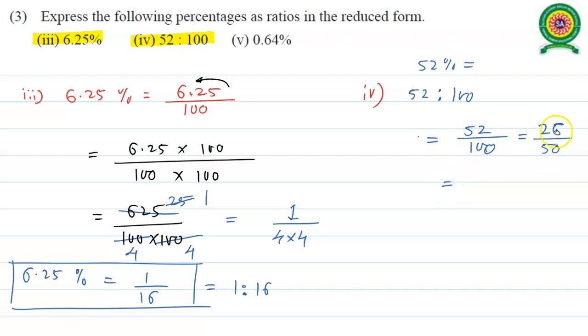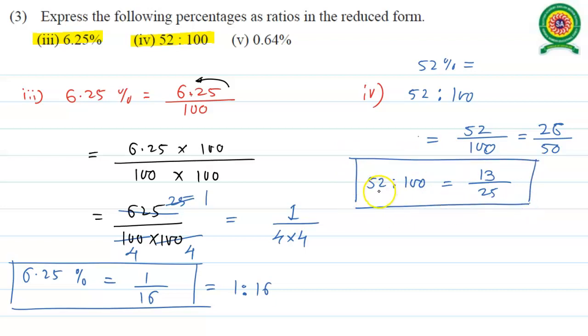Now again both numerator and denominator are divisible by 2. 13 twos are 26, and 25 twos are 50. Now there is no common divisor among numerator and denominator, so the reduced form of the given percentage 52, that means 52 is to 100, is 13 divided by 25, or you may write 13 is to 25. Now look at the fifth sub question.